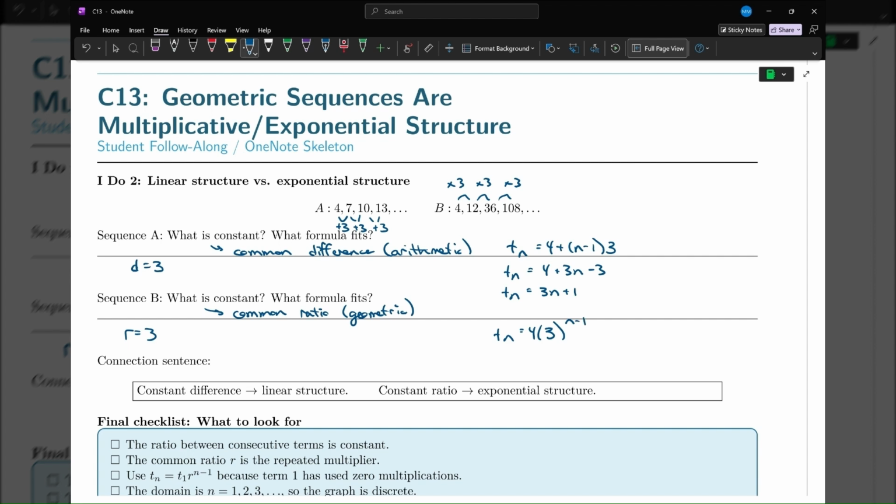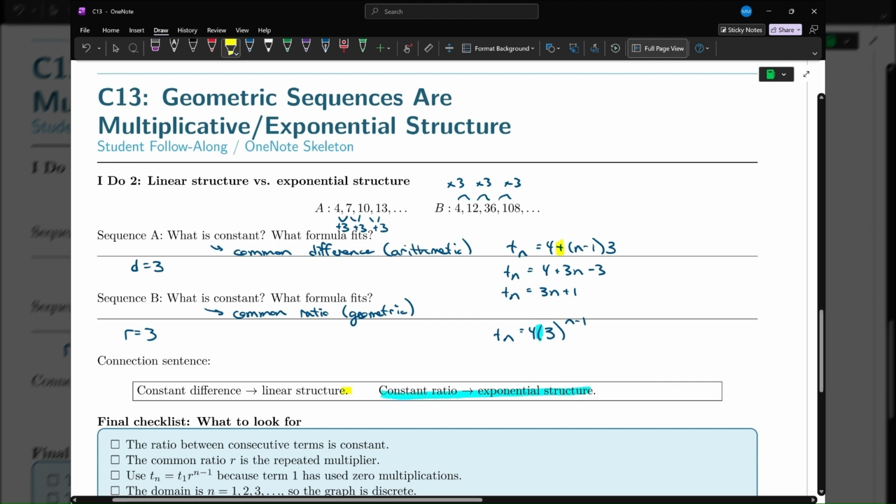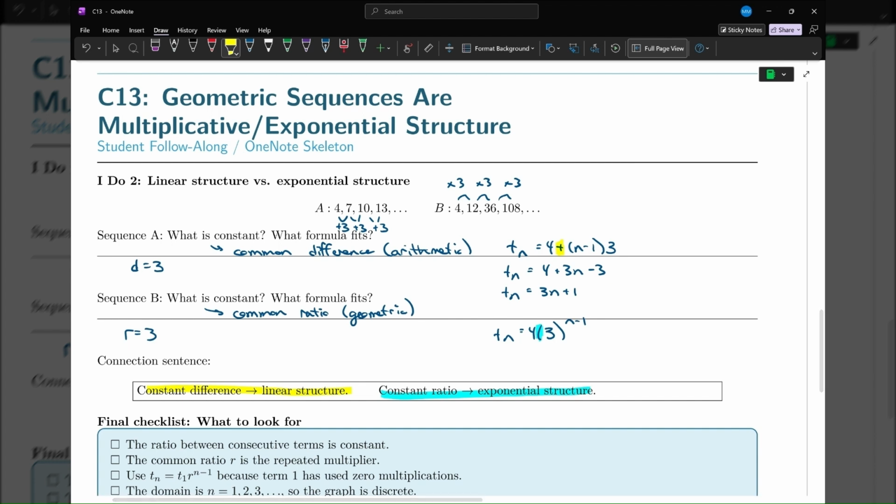So you can see here, this right away does expose the structures, right? For the linear, the common difference, arithmetic, I'm taking my initial term and I'm going to add my common difference n minus 1 times. For the geometric, I'm taking my first term 4 and I'm going to multiply. You can see the bracket means multiply by my common ratio n minus 1 times. So that gives me my connection. So constant ratio is an exponential, it's repeated multiplication, or my constant difference is linear, it's constant addition, linear structure. And that's going to be it.